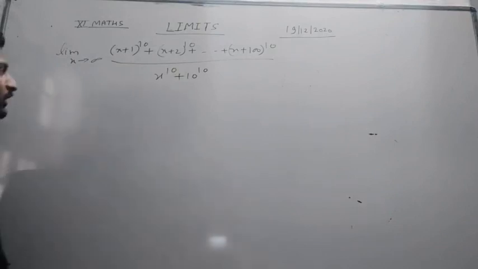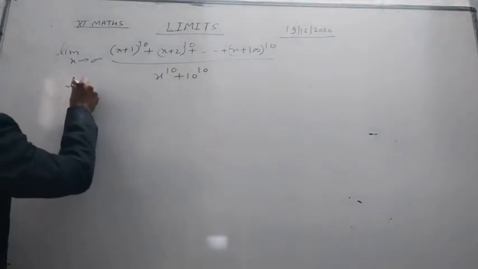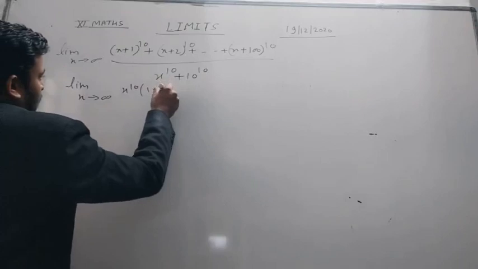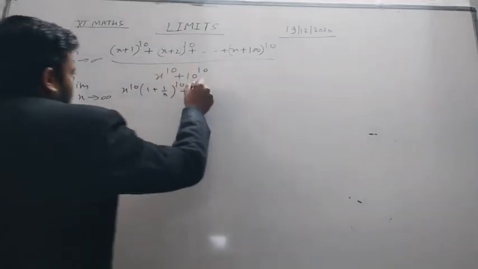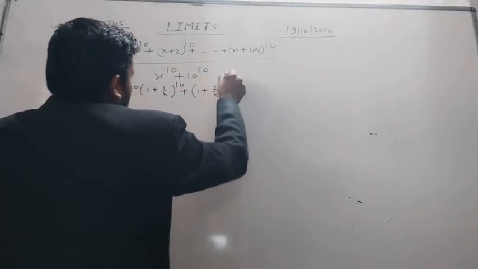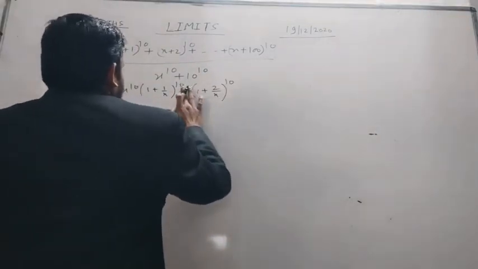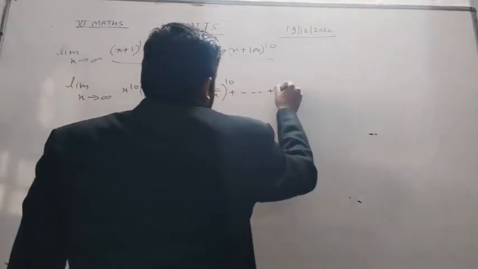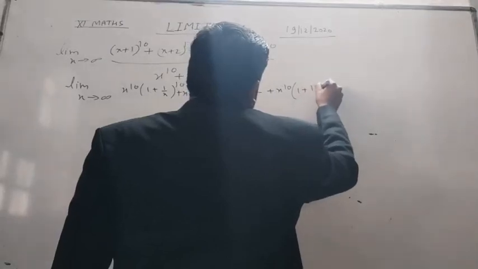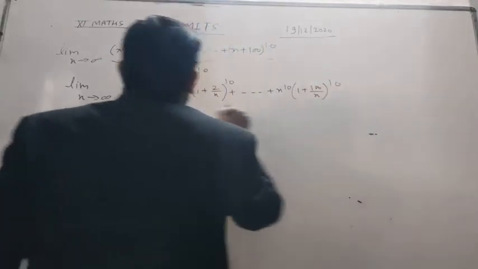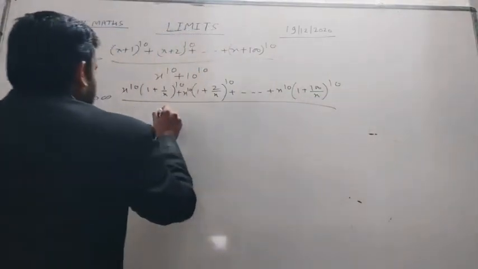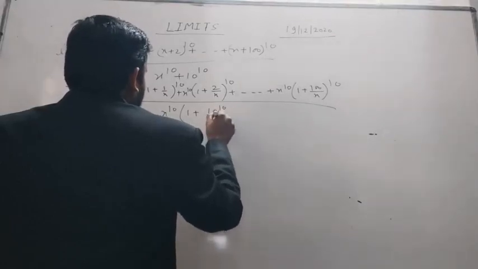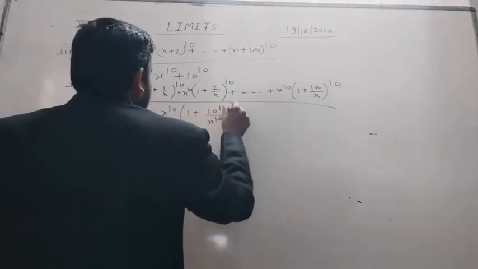Okay. So first we take common x to the power 10 outside. We get x to the power 10 times (1 plus 1 by x) to the power 10, again (1 plus 2 by x) to the power 10, plus dot dot dot, (1 plus 100 by x) to the power 10. From the denominator we are also taking x to the power 10, so it is 1 plus 10 to the power 10 by x to the power 10.